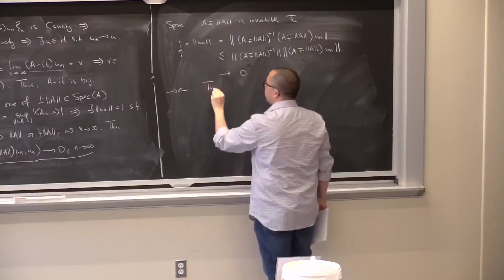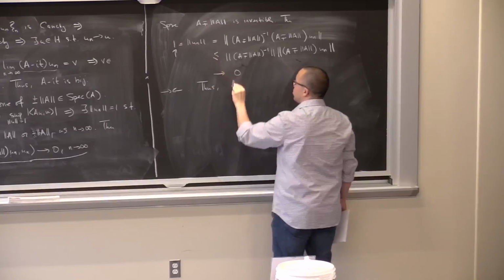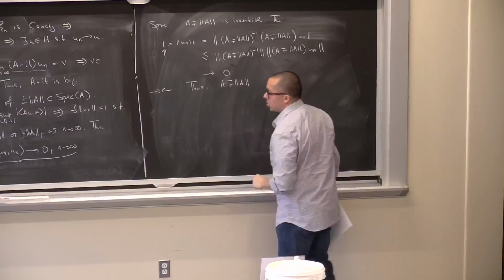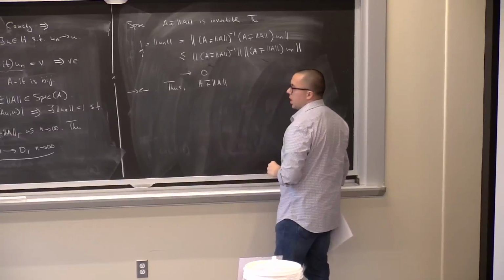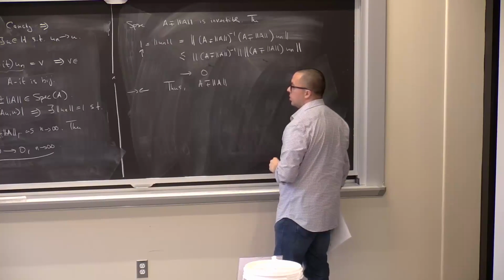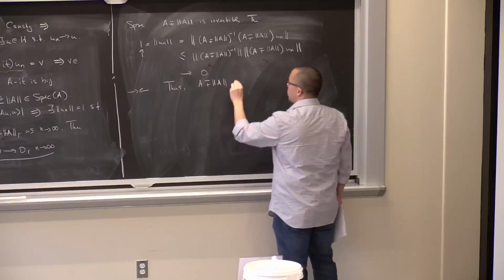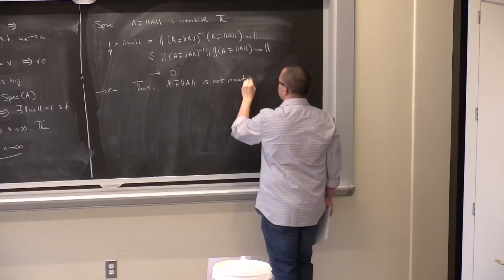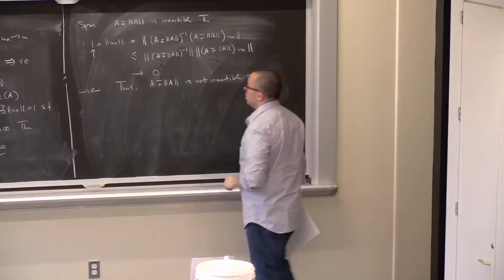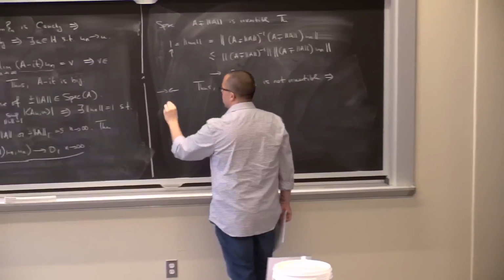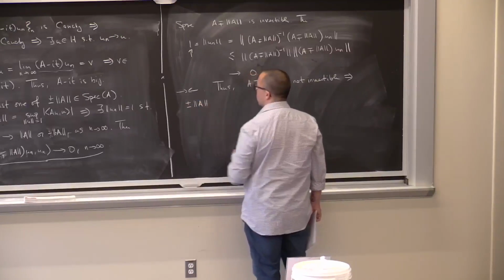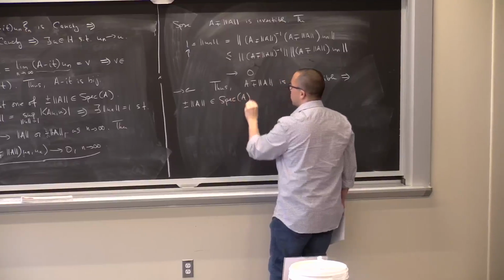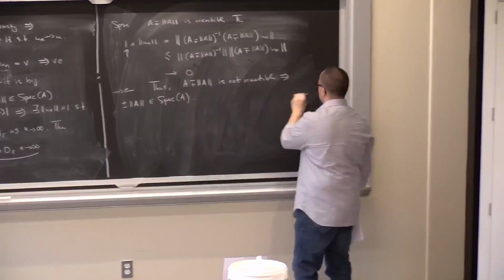Thus, A minus or plus norm of A, again, where the minus or plus corresponds to which sign of the norm of A we had that sequence converging to, is not invertible, which implies that plus or minus norm of A, at least one of these, is in the spectrum of A. Okay.